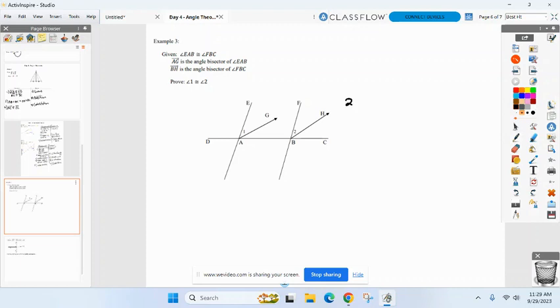To have a halves of equal quantities are equal proof, whatever you are cutting in half needs to be equal. I'm cutting EAB and FBC in half. Oh, that's given as equal. Perfect. I got that done.